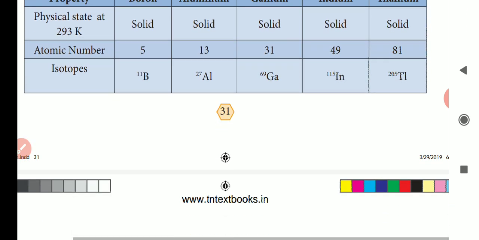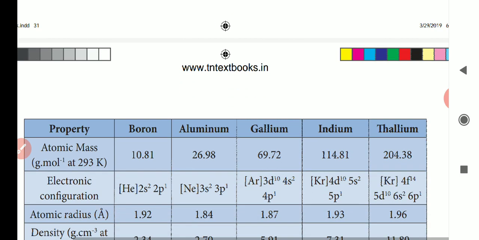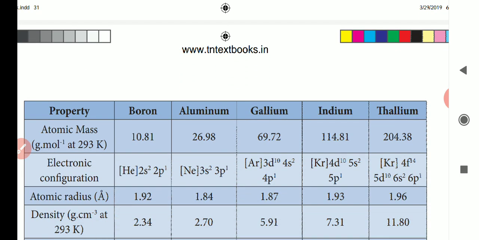Now we discuss the atomic mass. The atomic mass of boron is nearly 11, precisely 10.81. Aluminum is 27, gallium is 69.72, indium is 114.81, which is nearly 115, and thallium is 204.38, which is nearly 205.